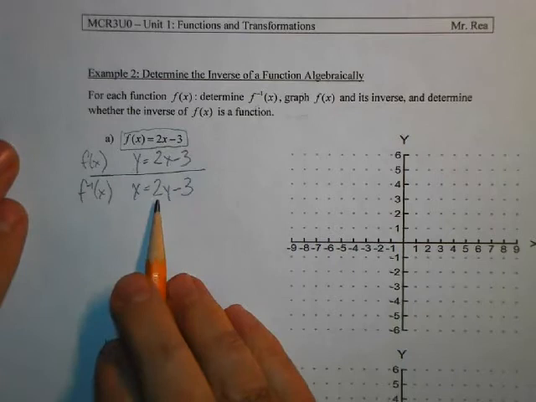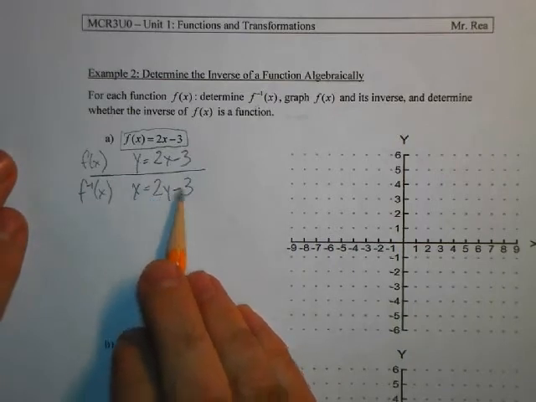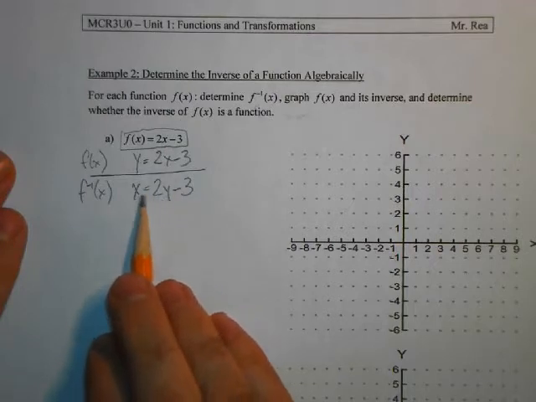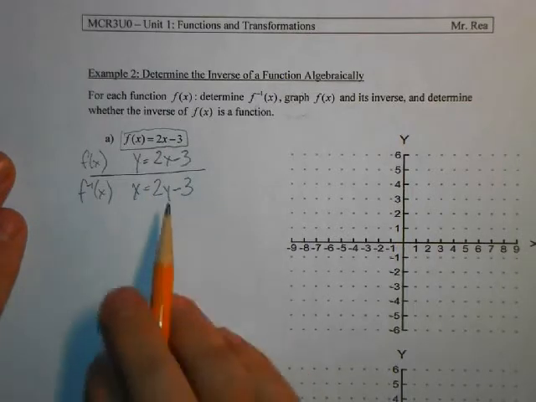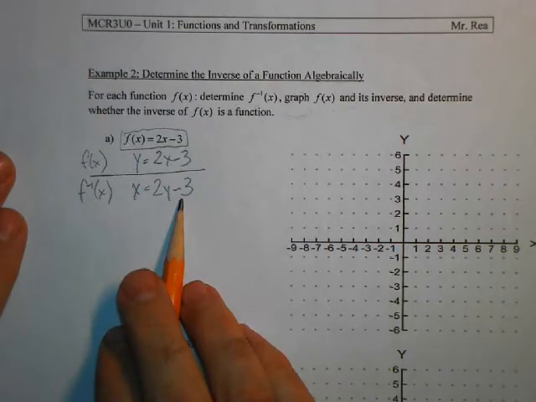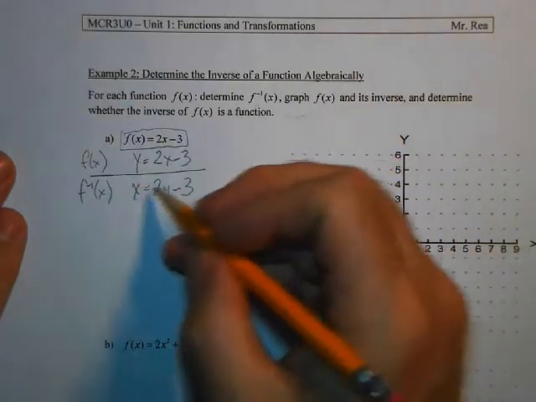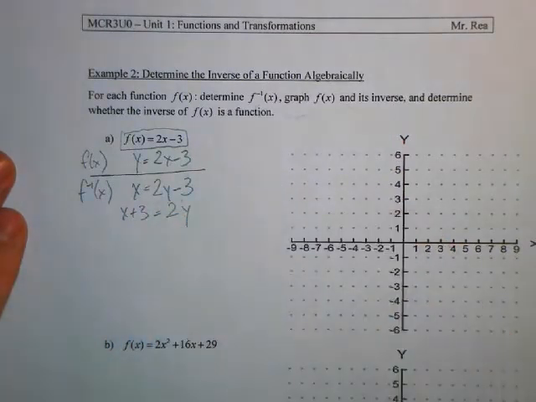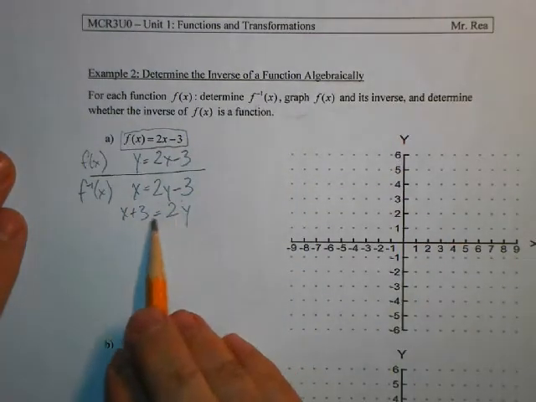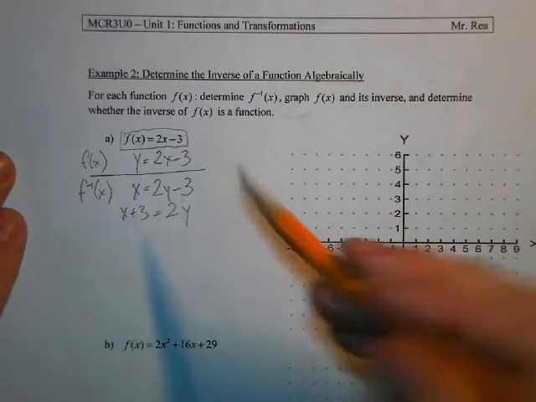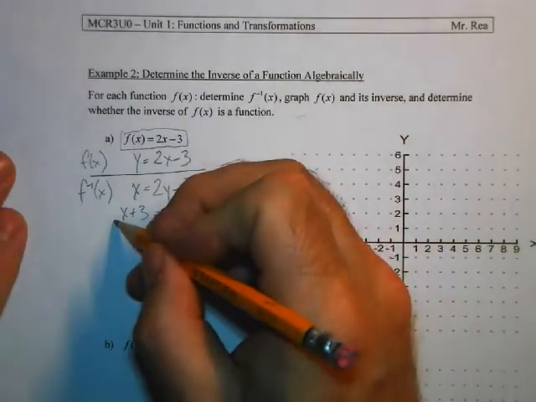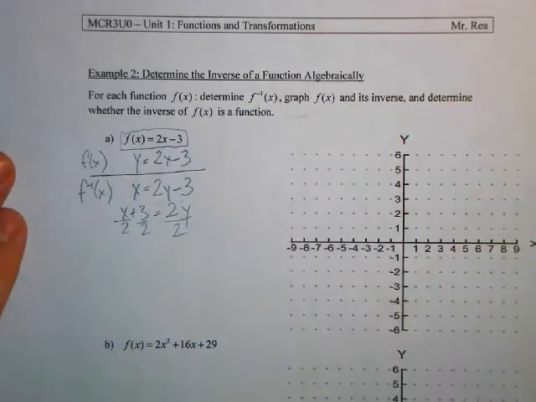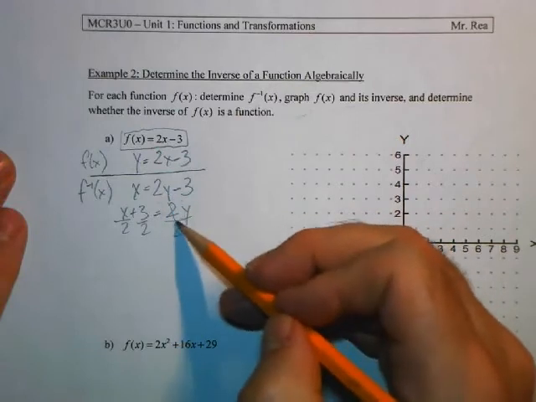So now what we want to do is basically isolate this for y. We're going to rearrange this equation so we have y equals something. So the first thing we're going to do is add 3 to both sides. So I'm going to have x plus 3 is equal to 2y. And I'm getting close to having y isolated, but I need to divide everything by 2. So I'll just show that here. Divide each term by 2. And then I now have the y isolated here.